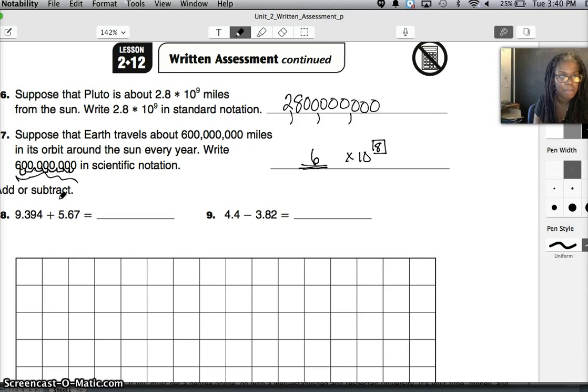Here we're doing some addition. When we add decimal numbers, we line up the decimal and we fill in. I like filling in. So 4 plus 0 is 4. 9 plus 7 is going to give me 16, carry my 1. 6 plus 3 plus 1 gives me 10. 0 down there, carry my 1. And then 9 plus 5 plus 1 is going to be 15. So the answer was 15.064.